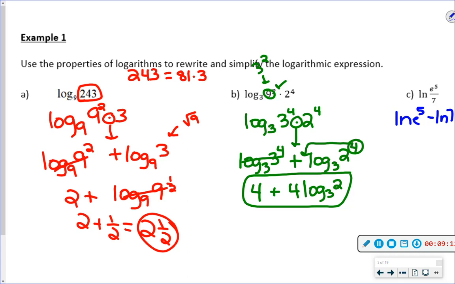Now the first one's nice and easy. What's ln of e to the 5th become? 5. I can't use my calculator. We're just using our properties. I don't know what ln of 7 is off the top of my head. As far as I can take it.